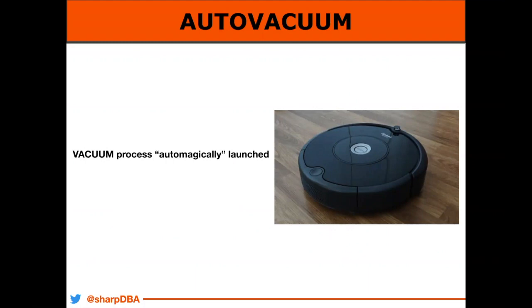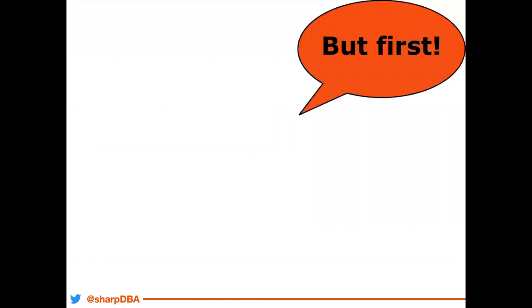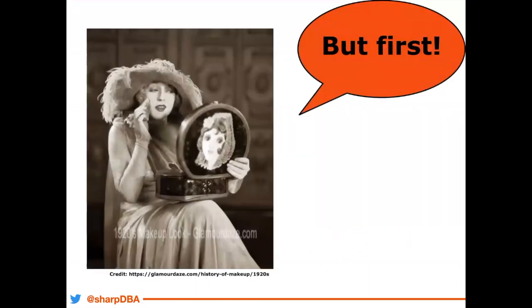It's not actually magic. It's based on a bunch of parameters that we'll talk about soon. But first, we need to understand a little bit about why it exists. And we need to go back to that little thing called concurrency control that I mentioned earlier. Now, Postgres uses the multi-version concurrency control model.